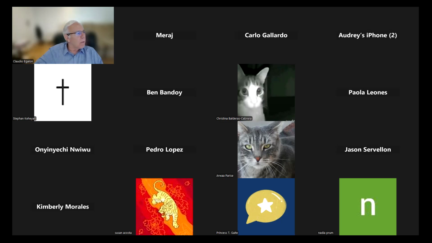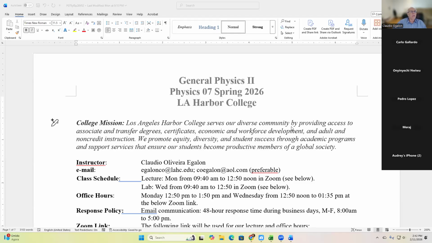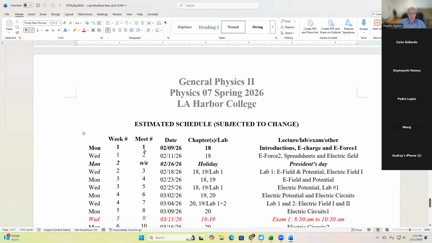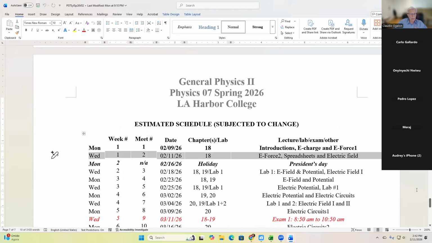Okay, so that is the latest version of the syllabus. We are right here on Wednesday, second meeting, week number 1. I'm going to cover a little bit of the electric force for the first hour. And then for the rest of the class, I will talk about the spreadsheets that you're going to use for the lab.